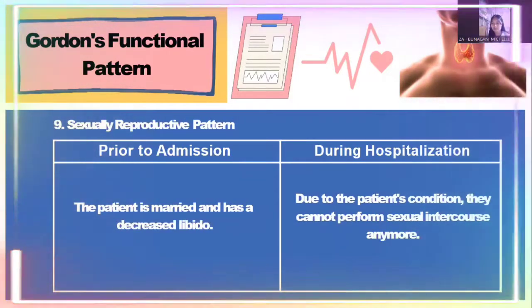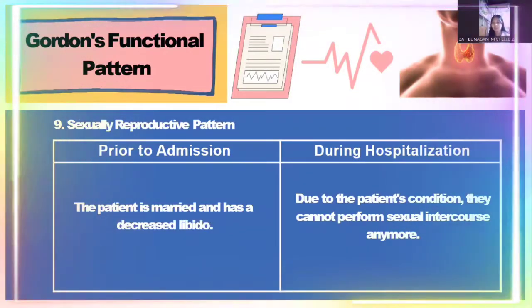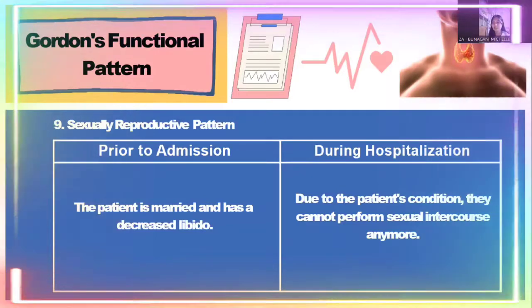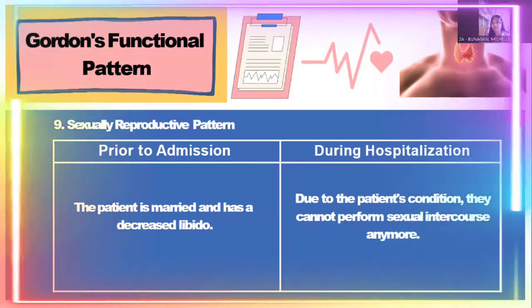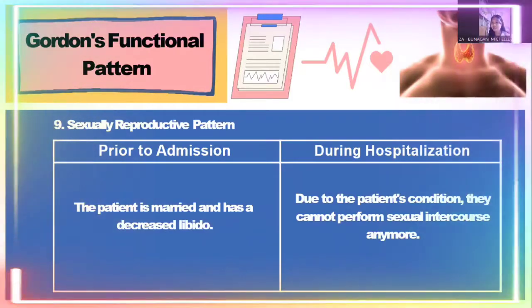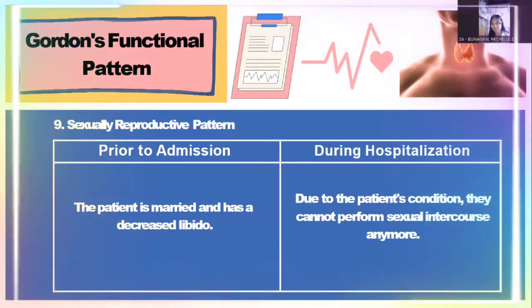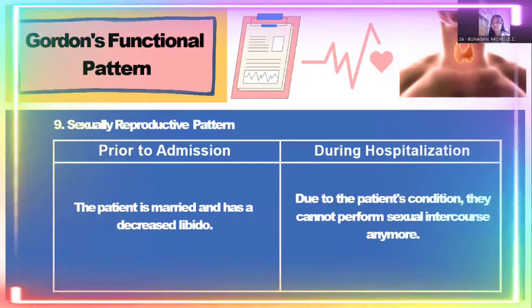Next, please. For sexual reproductive pattern, prior to admission, the patient is married and has a decreased libido. During hospitalization, due to the patient's condition, they cannot perform sexual intercourse anymore.